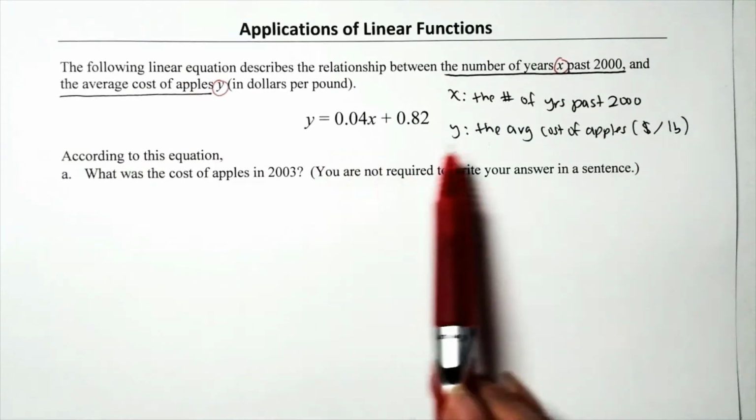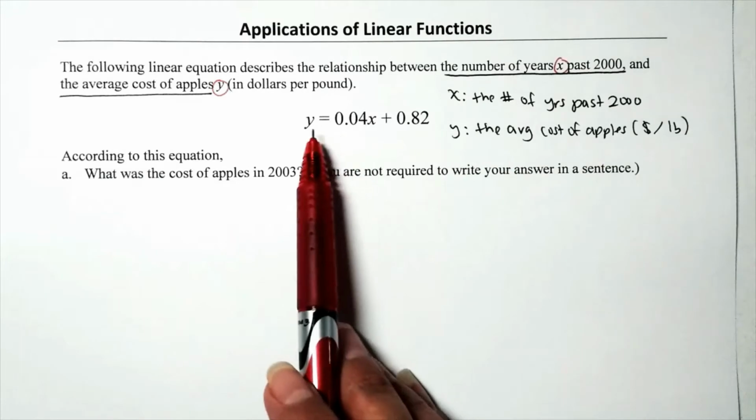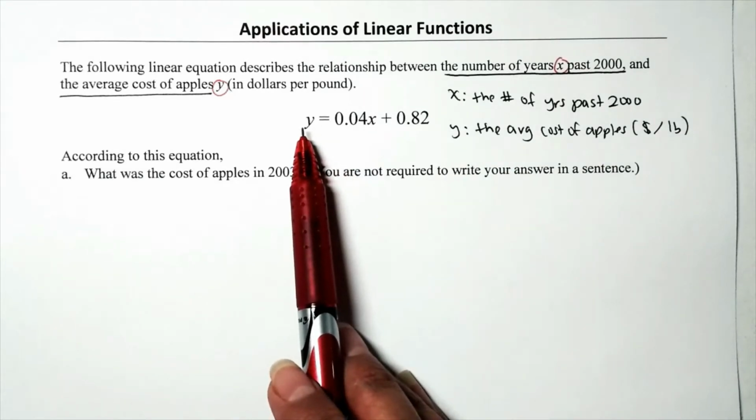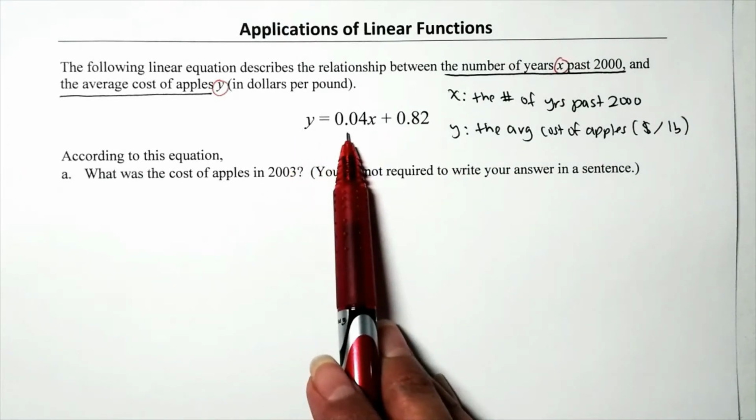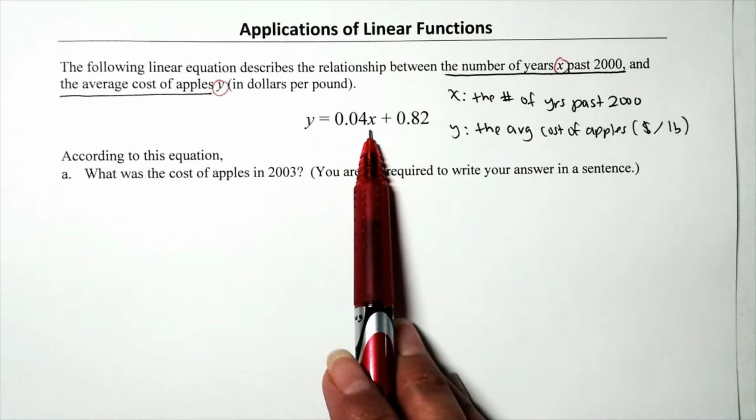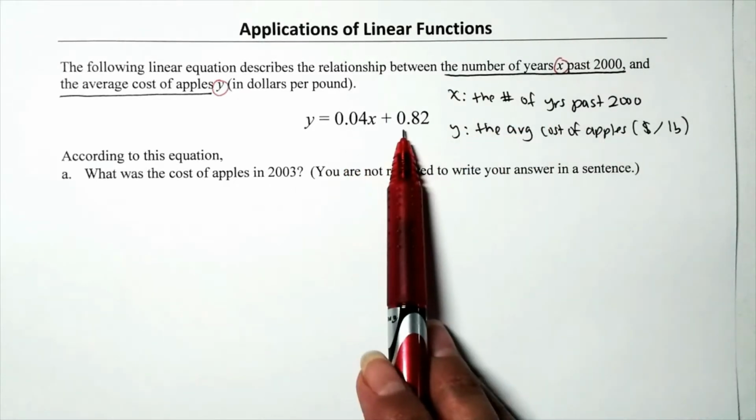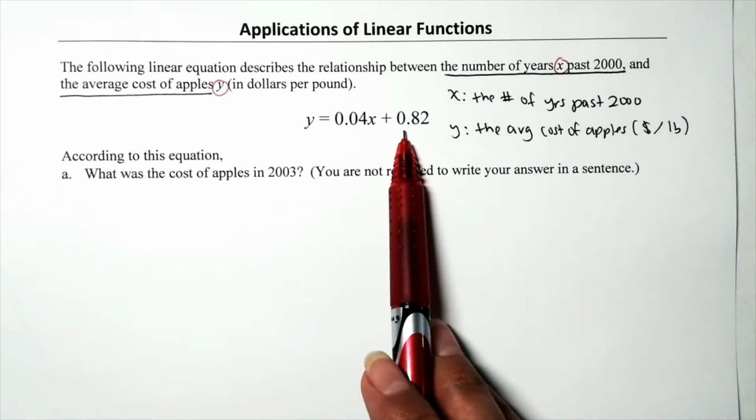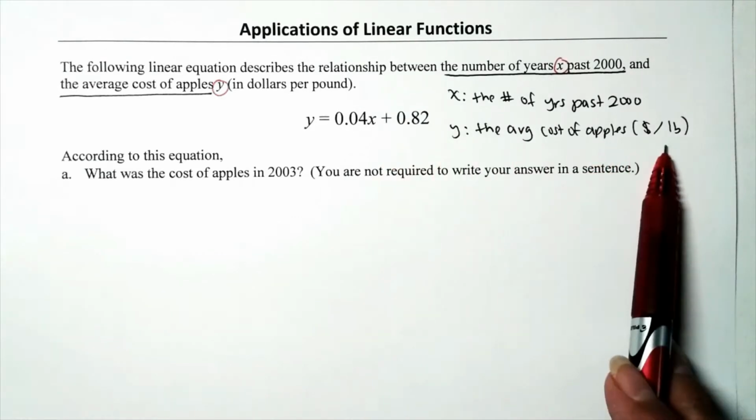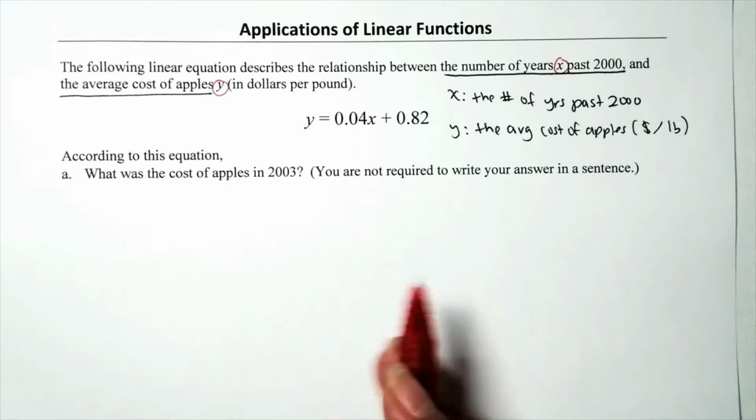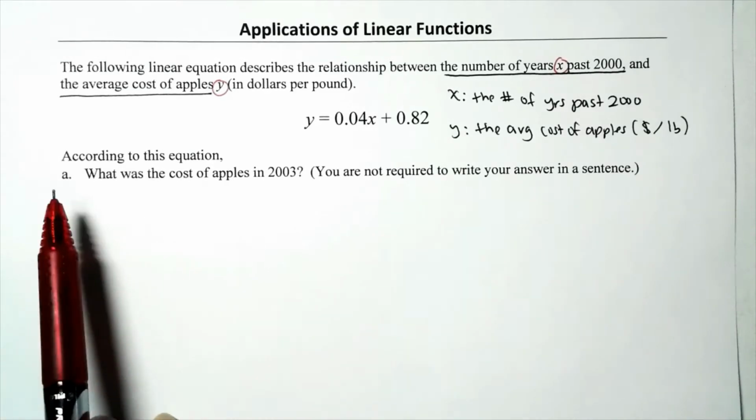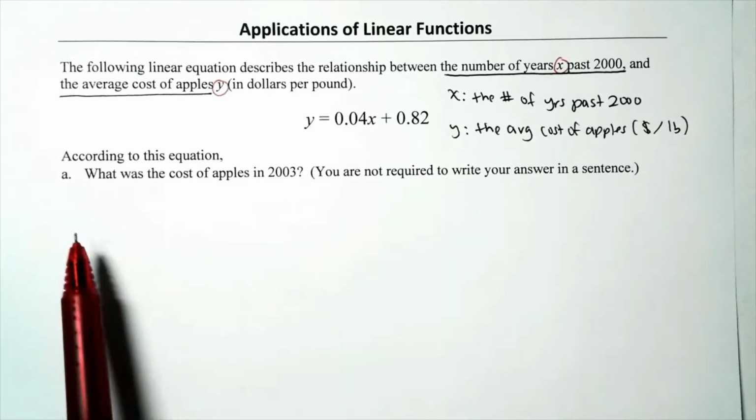So y represents the average cost. So to find the average cost of apples at any given time, we're gonna take 0.04, multiply it by x, the years past 2000, and then add to it 0.82, whatever that is. That will give us so many dollars per pound, the average cost of apples. Okay, so we have a two-part question.